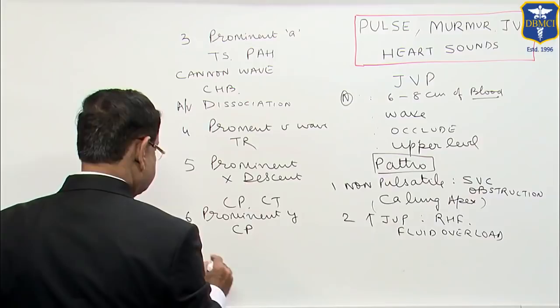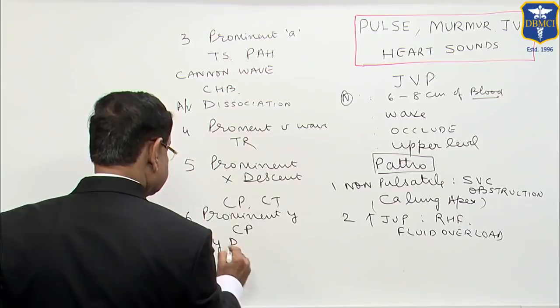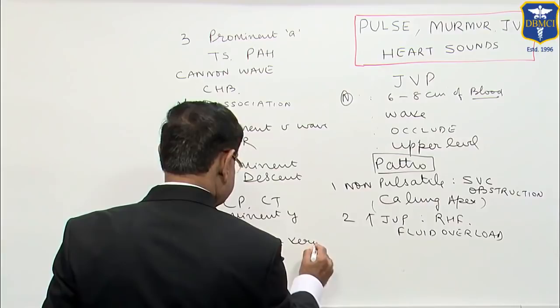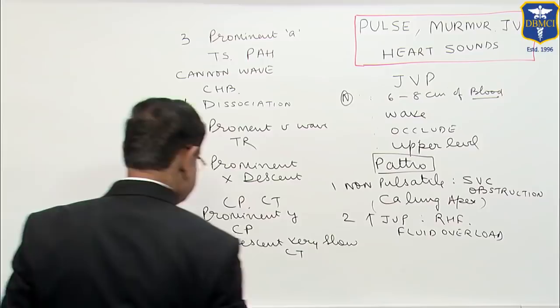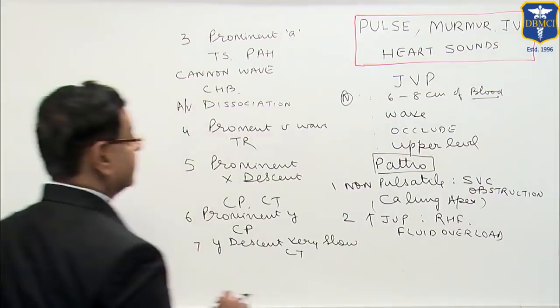And one more thing, in cardiac tamponade, Y descent is very slow. Okay, so these are some of the abnormalities that we see in JVP.